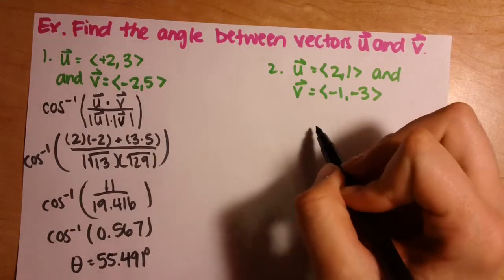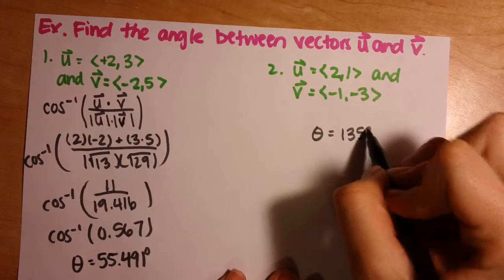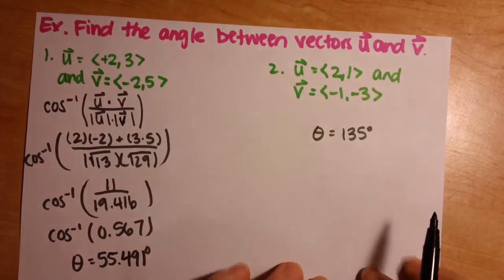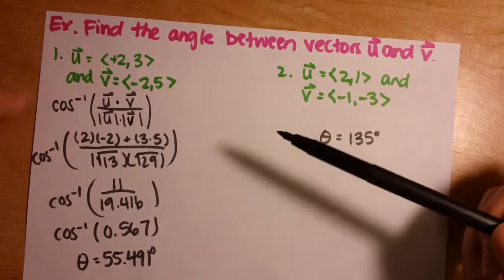Number 2, I want you to try that one on your own, and you should be able to get an answer of 135 degrees. Remember, it's u dot v over the magnitude of u times the magnitude of v.